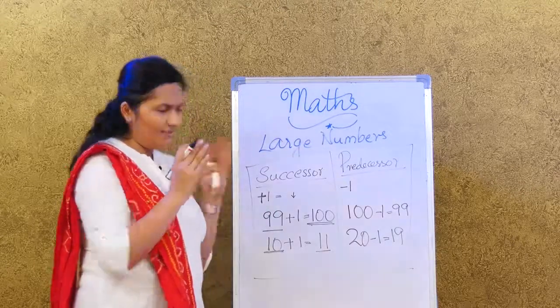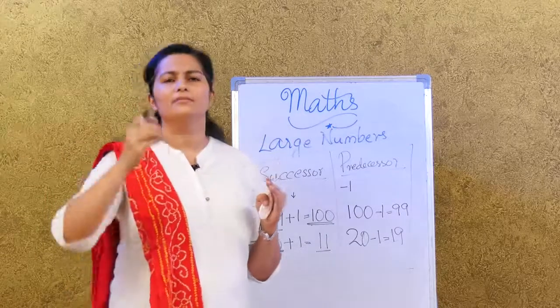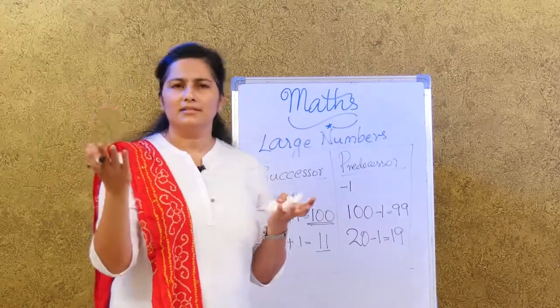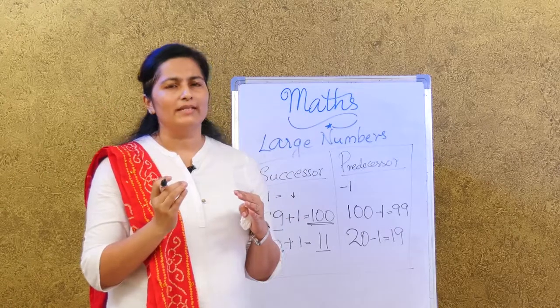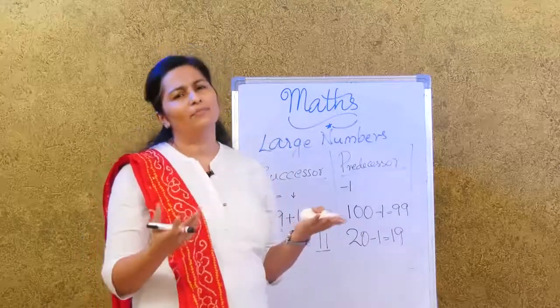It's simple and easy if you just remember: any natural number +1, the new number that you get is the successor. When you minus 1 from any natural number, the number that you get is the predecessor. It's easy as that, okay?